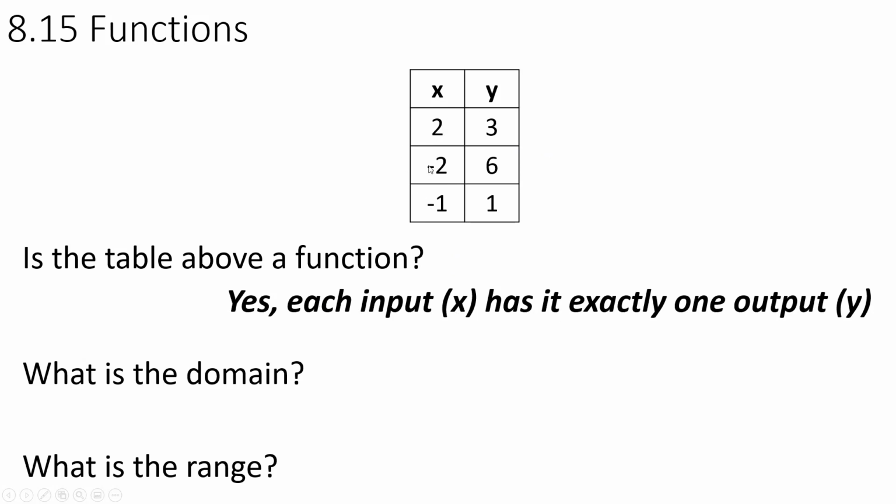So 2 gave 3, negative 2 gave 6, negative 1 gave 1. If they listed 2 again and it gave a result of something other than 3, then it would not be a function. That's the main thing you need to know.